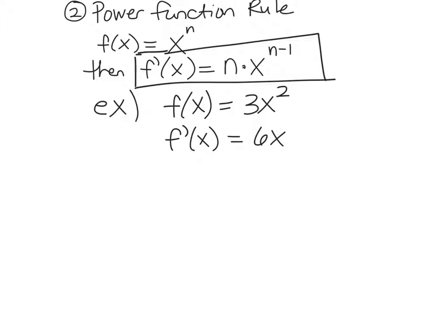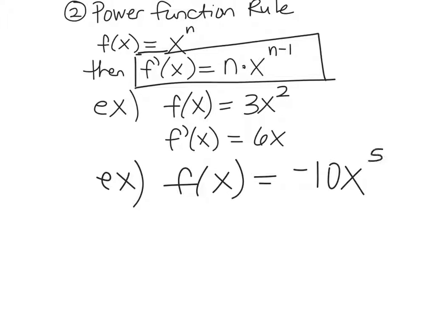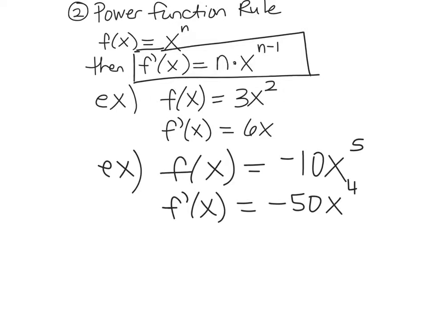So let's do another one. Let's do f of x equals negative 10x to the 5th power. And I want to find the derivative of that. So the rule says, this is like a formula, it's a rule. Take that 5, bring it down and multiply, negative 50, and then subtract 1 off. That would be the derivative, negative 50x to the 4th. Without having to do the limit process, that's so much better, right?